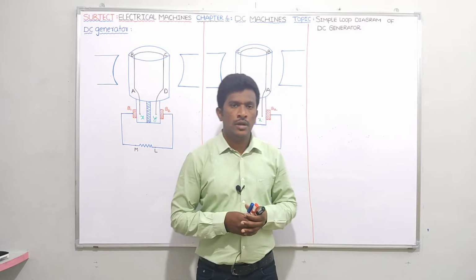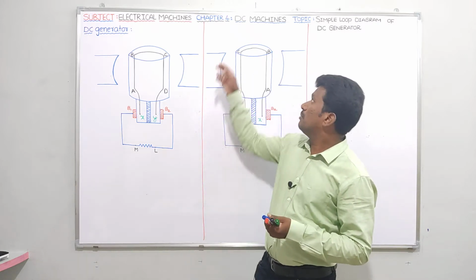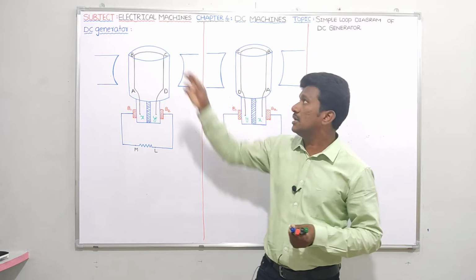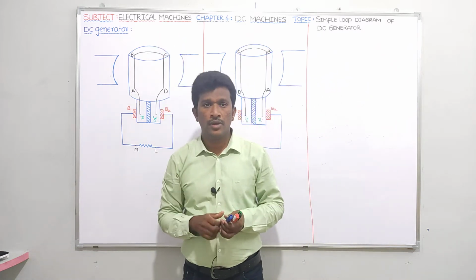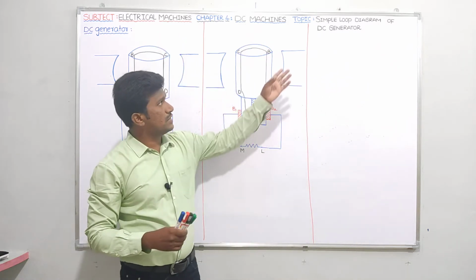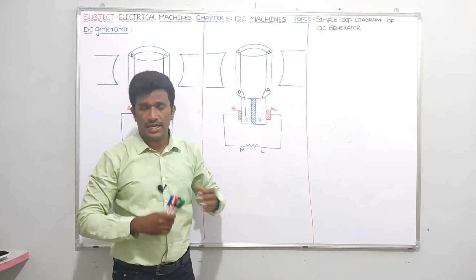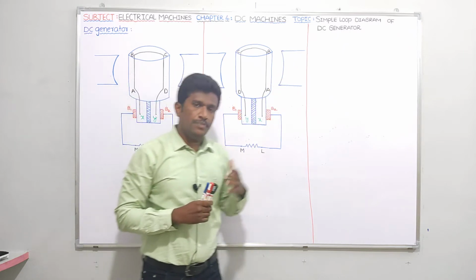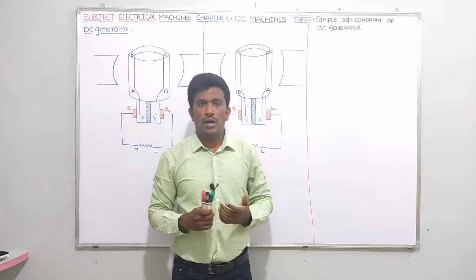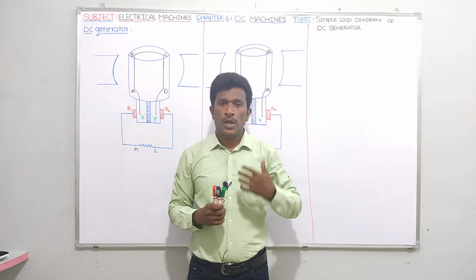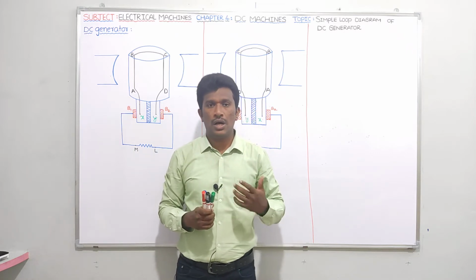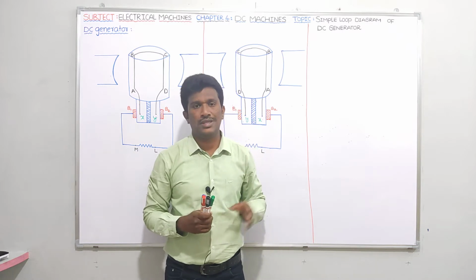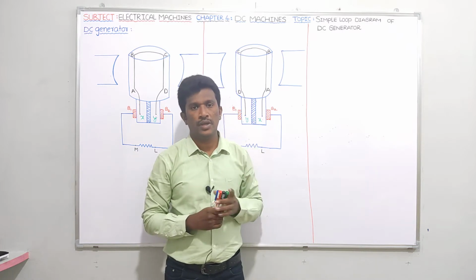In this session, we are going to discuss chapter number 4, DC machines, in the electrical machines subject. First of all, we'll discuss the simple loop diagram of a DC generator. Before watching this video, I request you to please watch all the basics videos, then come and watch this video.